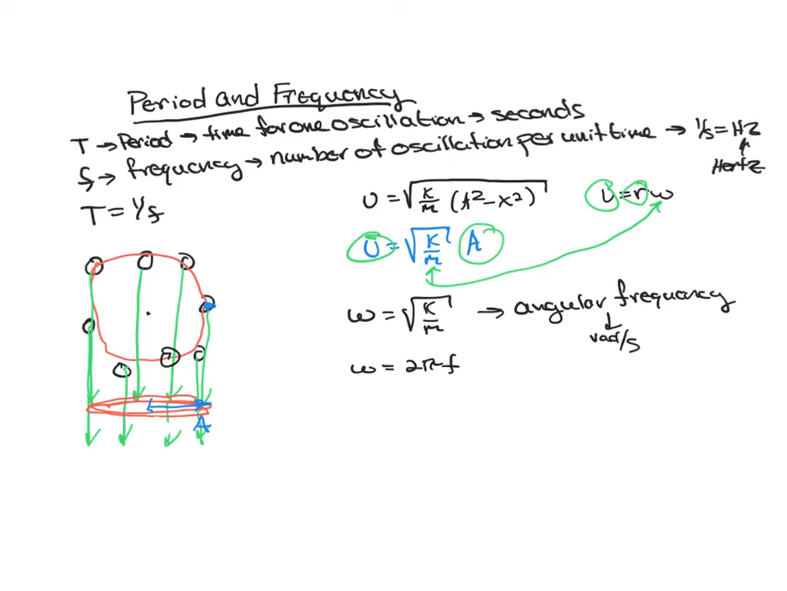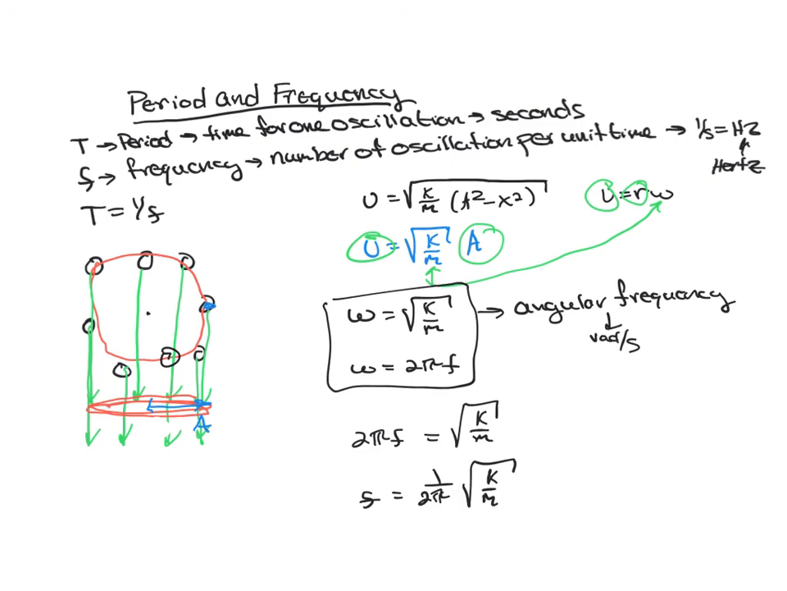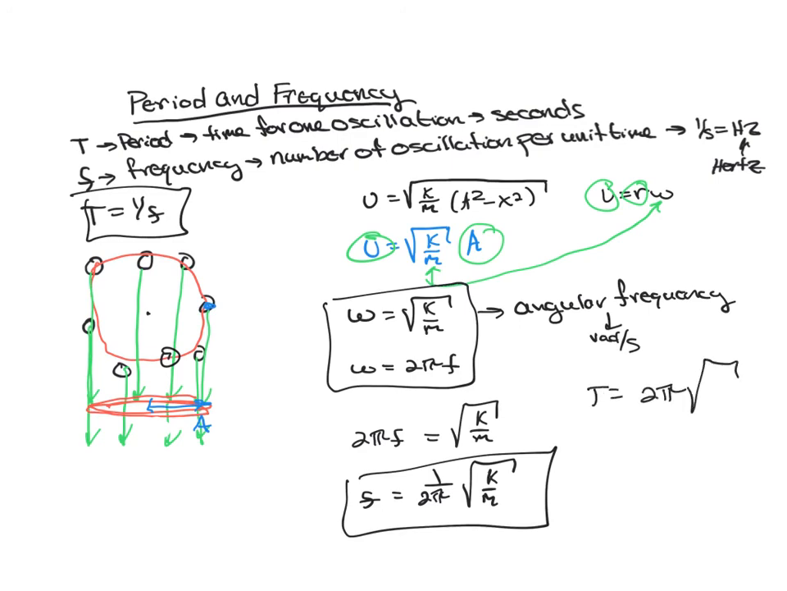So if we set these two equations equal to each other, we get frequency is equal to 1 over 2 pi times the square root of k over m. And if we take the inverse of that, we can find that, just like this equation up here, period is equal to 2 pi times the square root of m over k, which is the relationship that we used in lab on Tuesday.